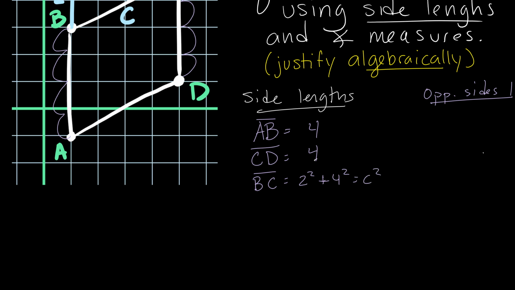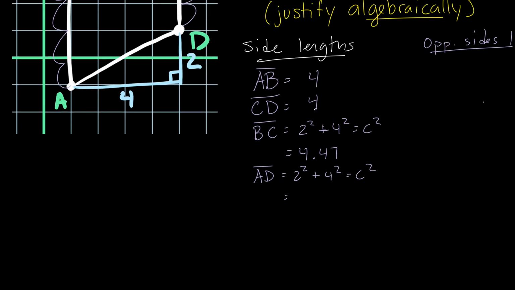Now what is the square root of 2 squared plus 4 squared? 4.47. Beautiful. And then we have to do the exact same thing for AD, create your right triangle. Oh, look, it's the same values, 2 and 4. So how long do you think AD is going to be? Again, it's 2 squared plus 4 squared equals c squared. Square root of 2 squared plus 4 squared is 4.47.